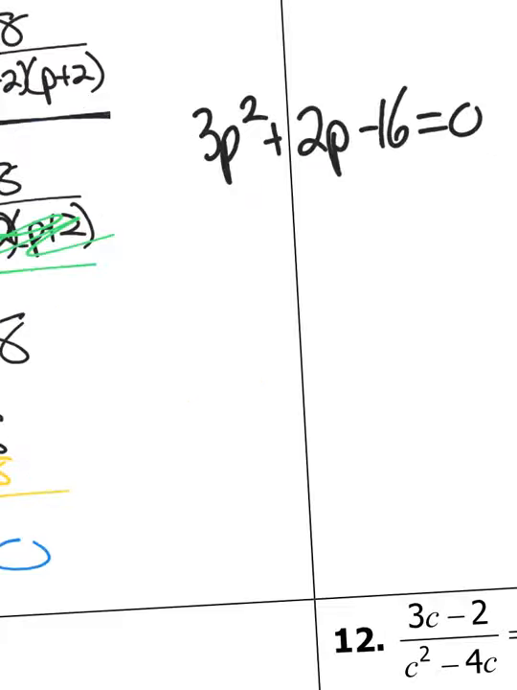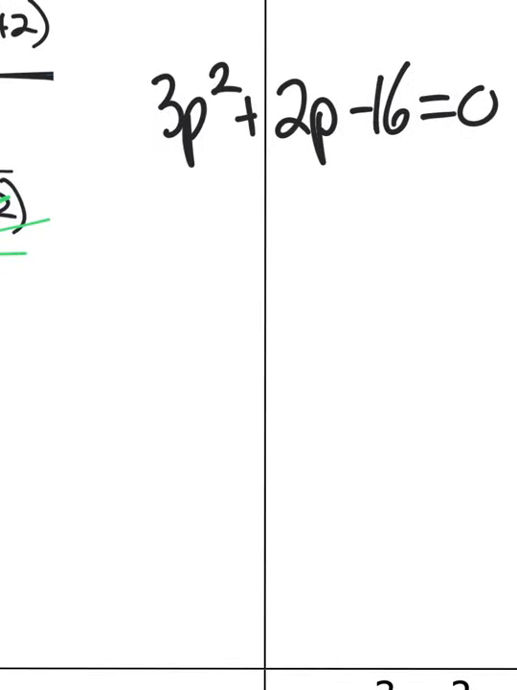Let's factor this guy now. Okay, again, my a is not 1, right? My a is a 3, which means I have to do a times c that adds up to b. A times c that adds to b.